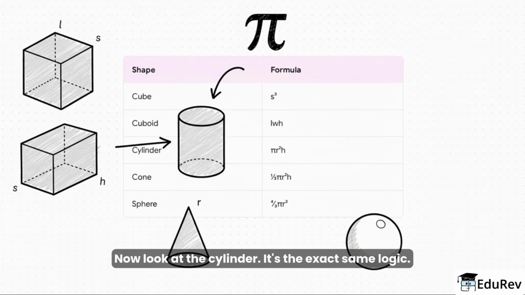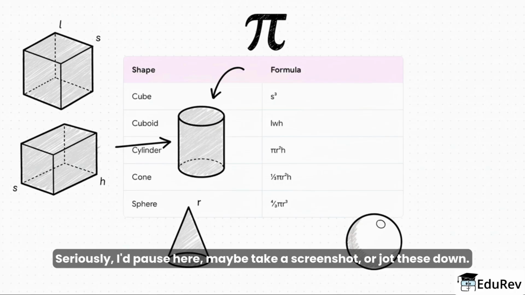Now look at the cylinder. It's the exact same logic. Its volume is just the area of its circular base, which we know as pi r squared, multiplied by its height. See that connection? It makes these formulas so much easier to remember. Seriously, I'd pause here, maybe take a screenshot or jot these down.